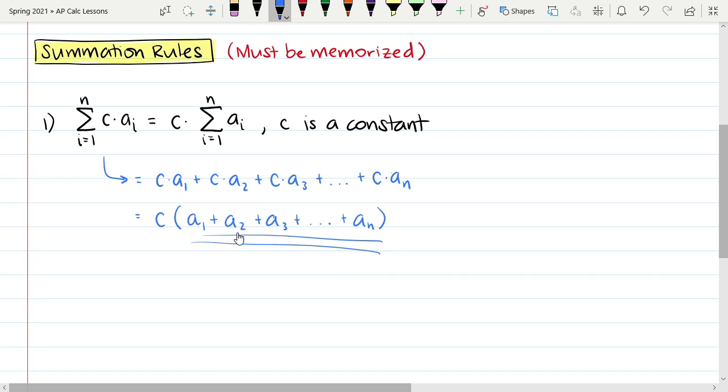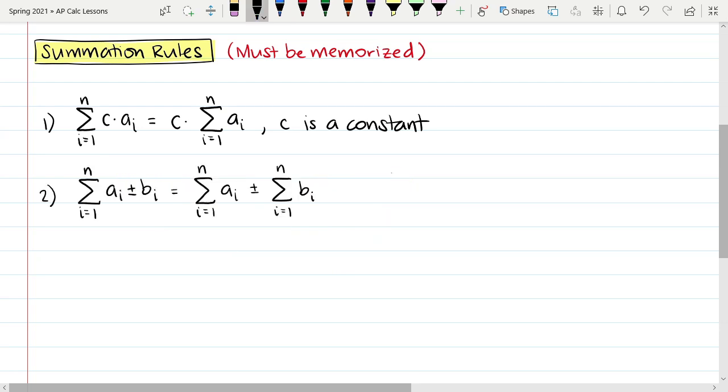All right, so that's why that particular rule works. Okay, and the second rule, again, something that's going to look extremely familiar to you. If we have the summation from i equals 1 up to n of the sum or difference of two terms, so a sub i plus b sub i or a sub i minus b sub i, then, just like what you did with limits, just like what you did with derivatives, we can separate this into the sum or difference of the individual summations.